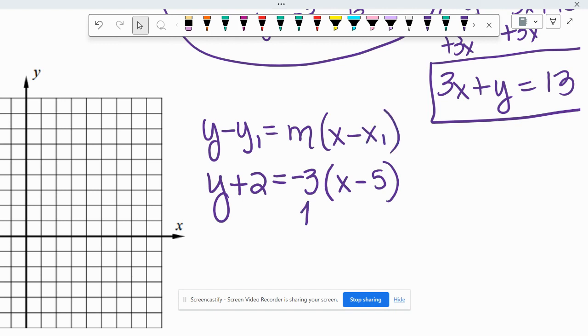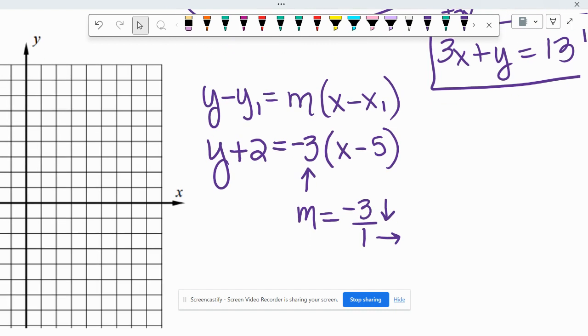So I know that this is my slope. M equals -3 over 1. That means I'm going to go down 3 and to the right 1. This is my point, x sub 1, and this is my y sub 1. But the parent function is set up to say minus x sub 1, and I have a minus x sub 1, but it's also set up so that it says minus y sub 1. And this does not say minus, it says plus. What does that mean?